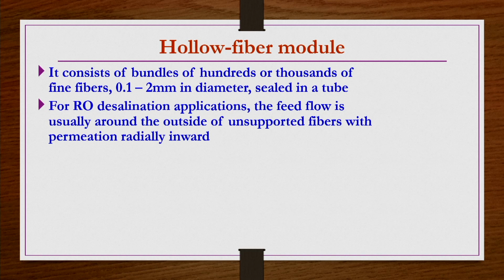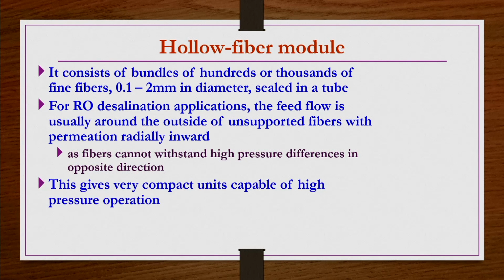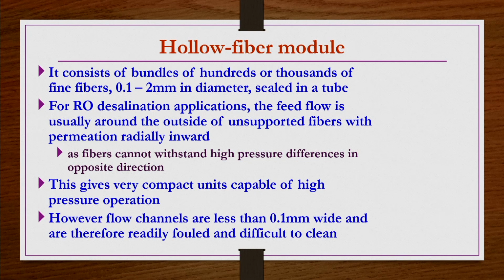For reverse osmosis desalination application, the feed flow is usually around the outside of unsupported fibers, with permeation radially inward, whereas in other kinds of applications the feed entering and permeate collection may be reversed as well. Fibers cannot withstand such high pressure differences in opposite directions. So, this gives very compact units capable of high pressure operation. However, flow channels are less than 0.1 mm wide and are therefore readily fouled and difficult to clean.